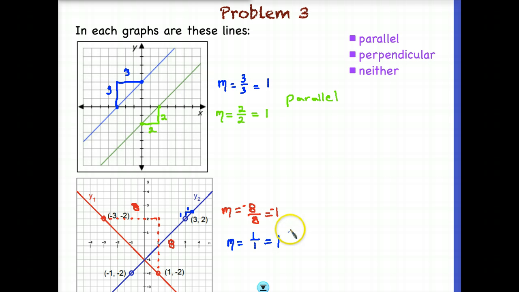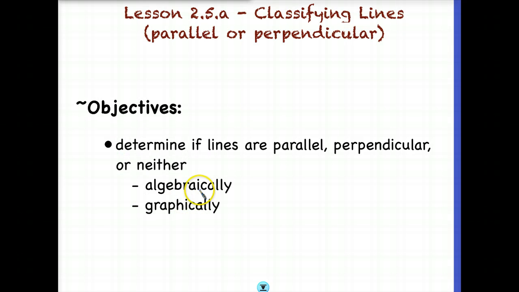Okay, and that concludes our lesson on identifying whether lines are parallel, perpendicular, or neither. So hopefully when you try the practice, you will be able to look at equations algebraically as well as graphically and determine if lines are parallel, and if they are, their slopes will be the same. If lines are perpendicular, remember their slopes would be opposite reciprocals of each other. Also, if you multiply the slopes, you should get negative 1. Or if neither of these work, then your two lines are neither parallel nor perpendicular.